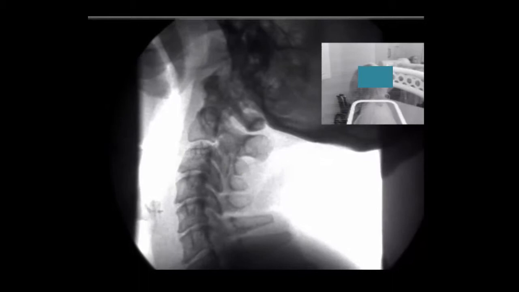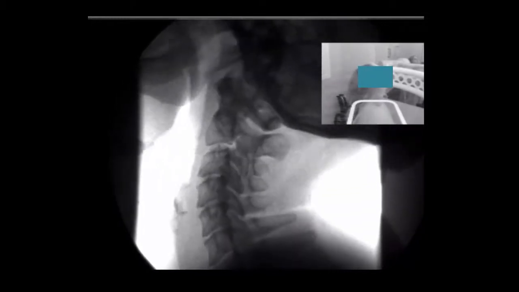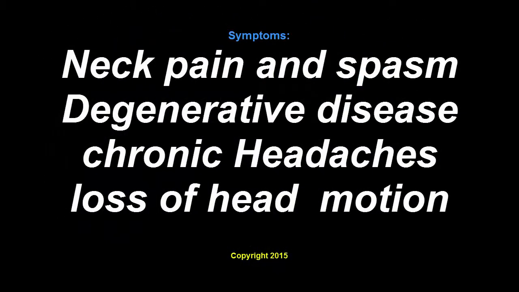So with these 2 retrolisthesis, notice as she goes into flexion that they completely line up, but as she looks up, then you'll see one slide back on the other. These patients have a tendency to have severe headaches, neck pain and spasms, and they don't like to look up. They lose their extension ability, and this is the beginning of the degenerative disease process.